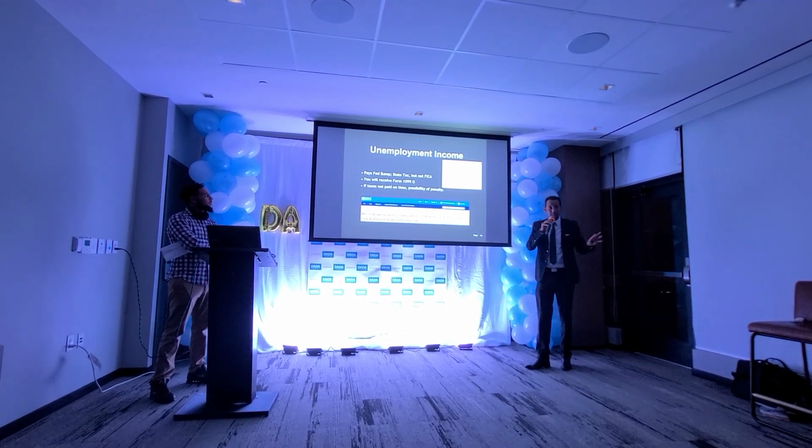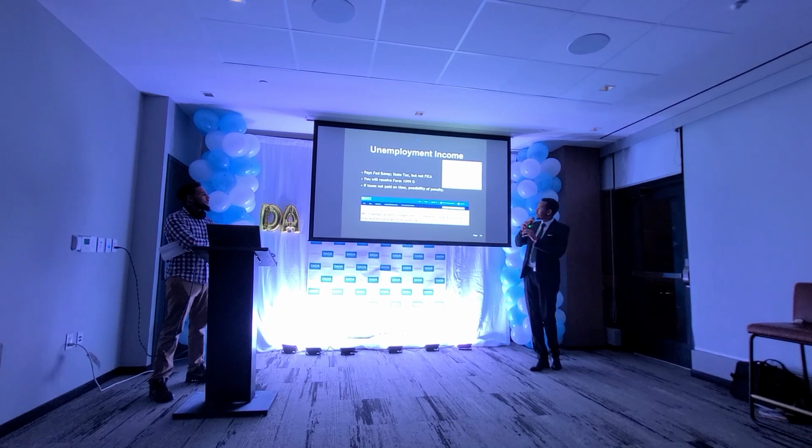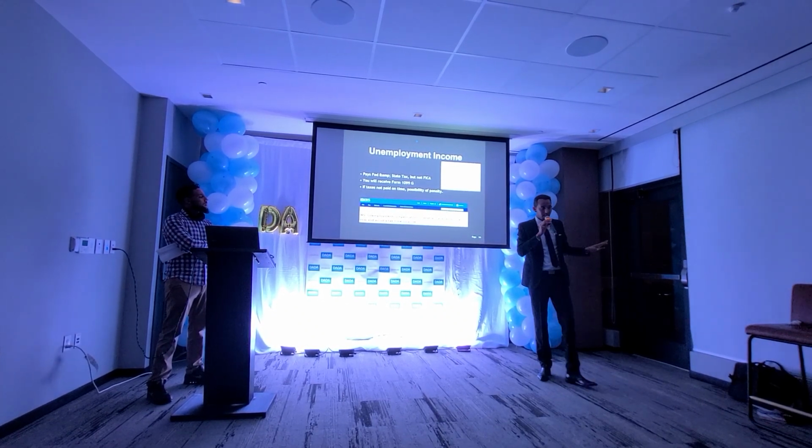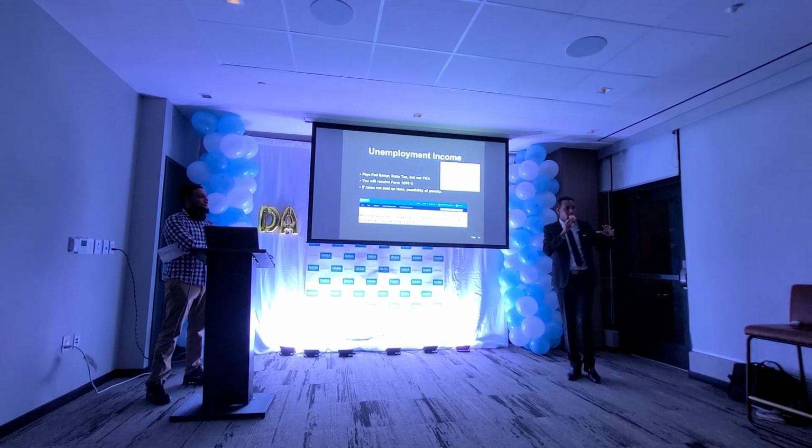Everybody who has received unemployment income this year will be receiving this form. It's called 1099-G. So once you get this form, don't be surprised. You just need to collect it and gather it with your tax documents.